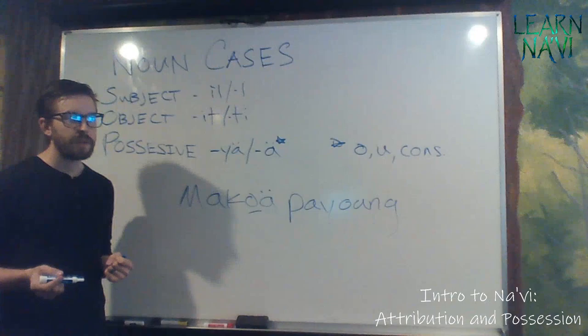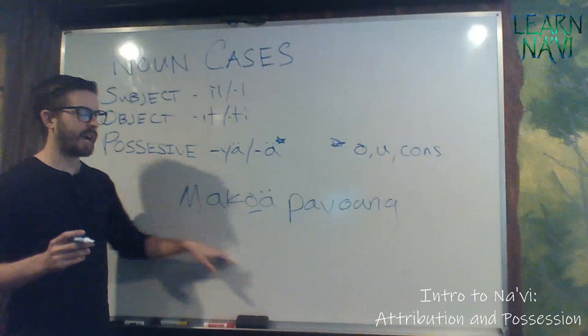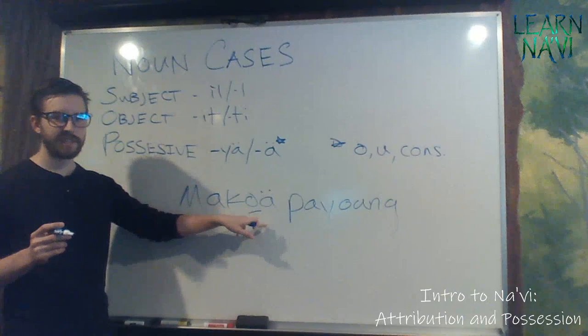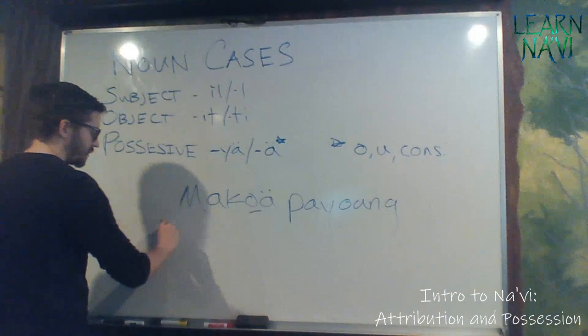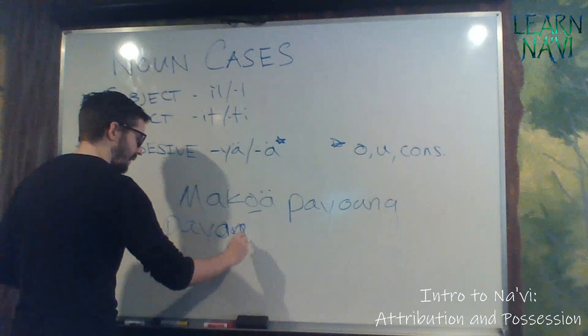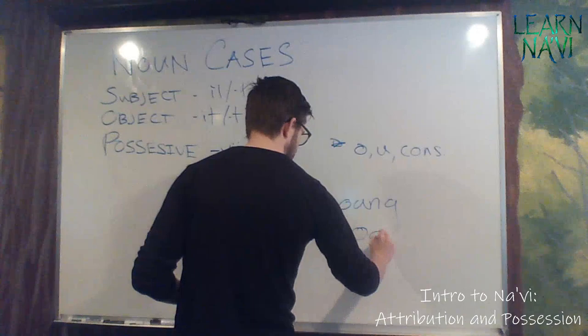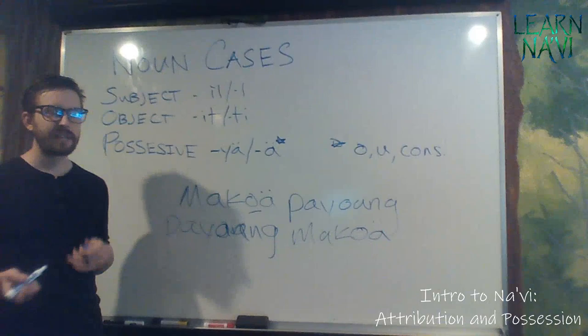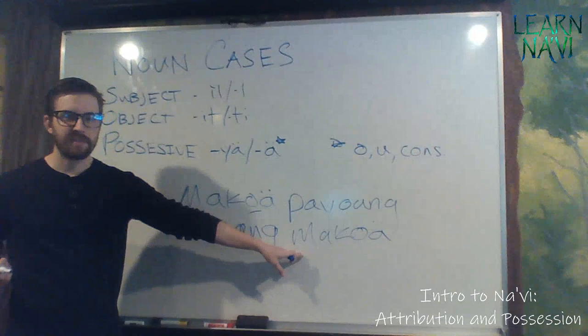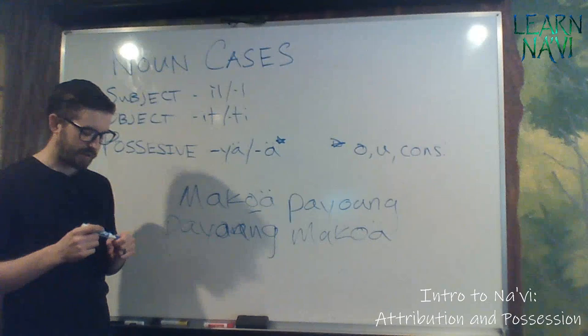Just like adjectives, this can go on either side. However, the case ending still is going to stay on the end of the noun that it's modifying. So the other way of saying this would be, Paiwang Makoa. It's the same thing, it's Mako's fish. But we just have the possessive noun following the noun that it is possessing, rather than preceding it.